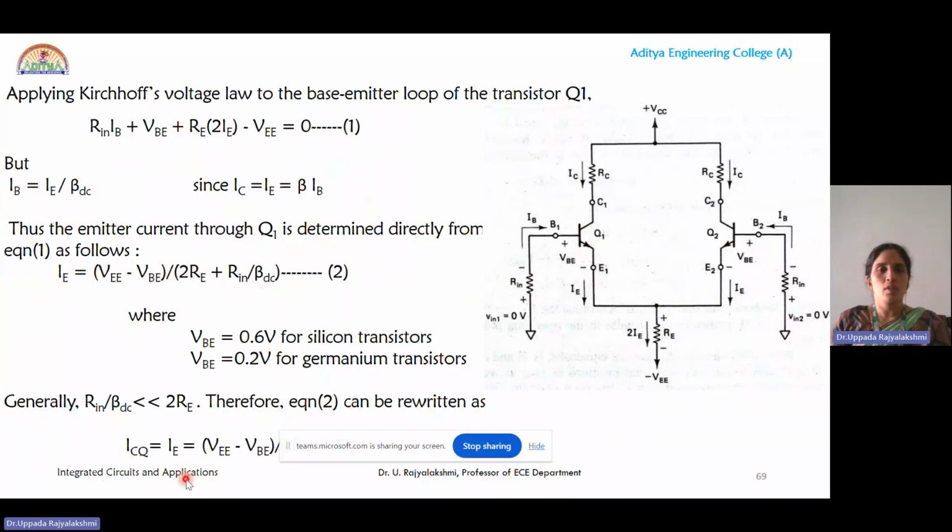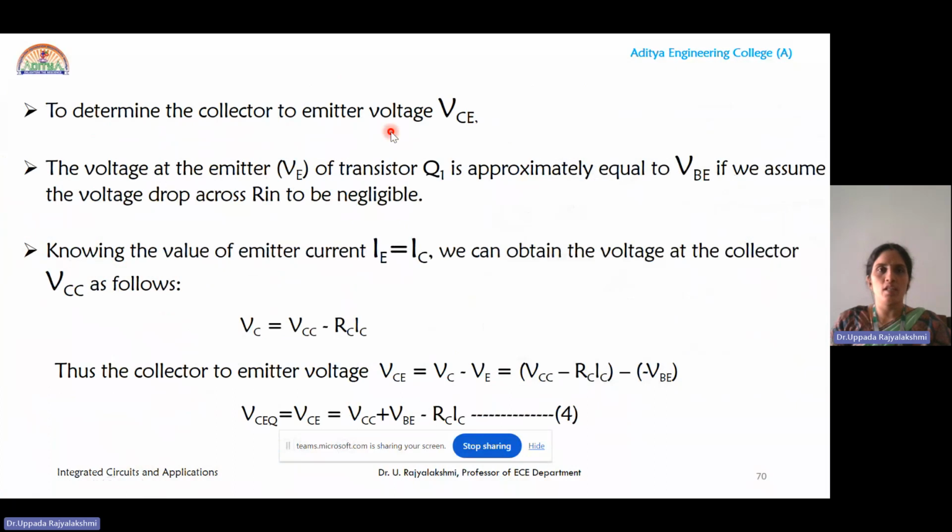So that's why ICQ is represented as IE equal to VEE minus VBE by 2RE, because beta is a higher value, so 2RE will be far greater than RN by beta DC. So we have neglected RN by beta, and neglecting RN by beta, we can get IE as VEE minus VBE by 2RE. This is the quiescent current.